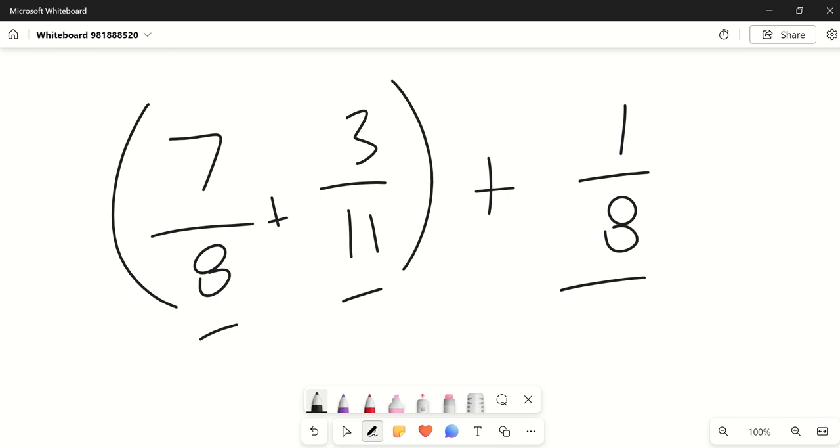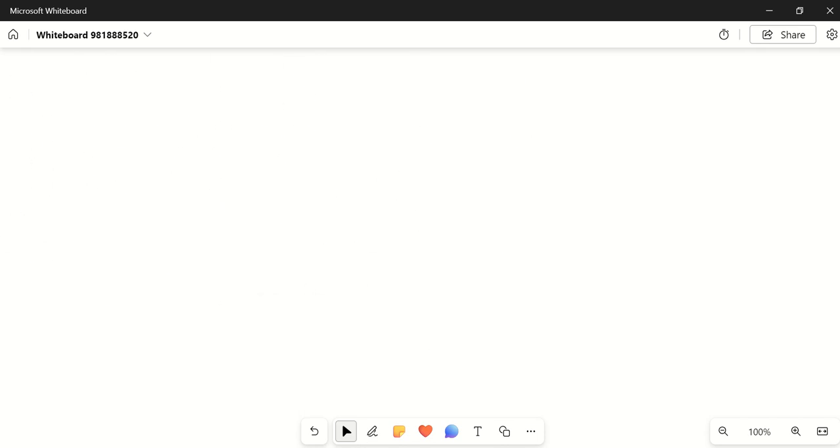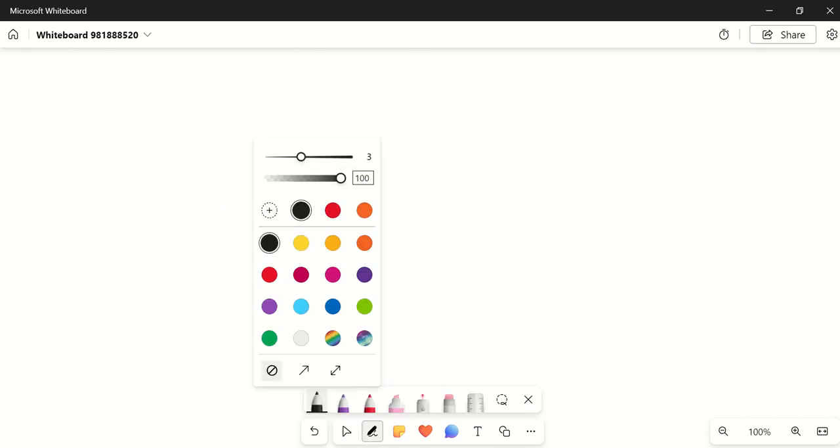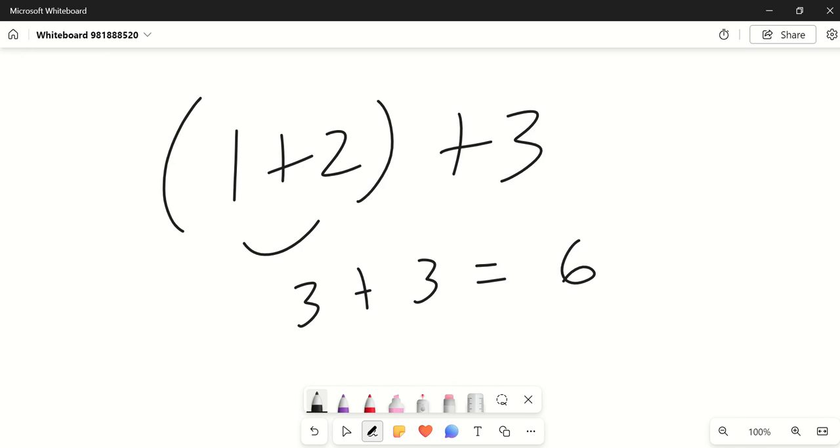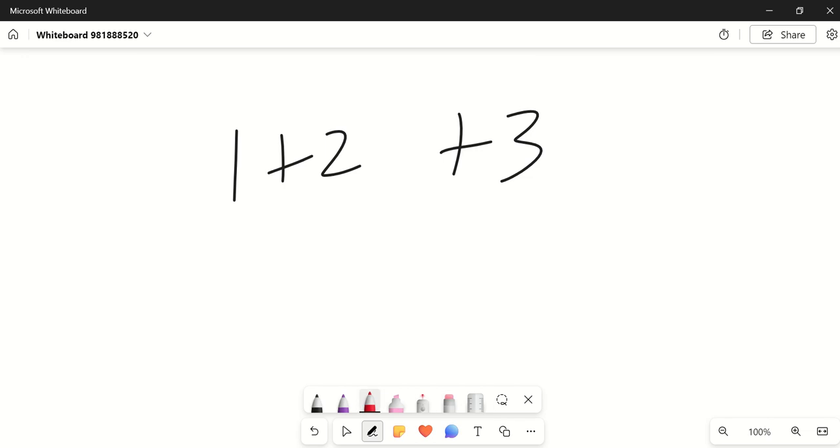So let's pick an example that would make sense. Let's say I have 1 plus 2 in parentheses, then I'm going to add 3 to it. 1 plus 2 is 3, plus the 3 later would make it 6. If the parentheses were not in place, it wouldn't matter because it's still all adding. So 2 plus 3 would be 5, plus the 1 would still be 6. The parentheses in this case don't matter since everything is being added. And remember, commutative property states that the order in which numbers are added or multiplied does not matter.